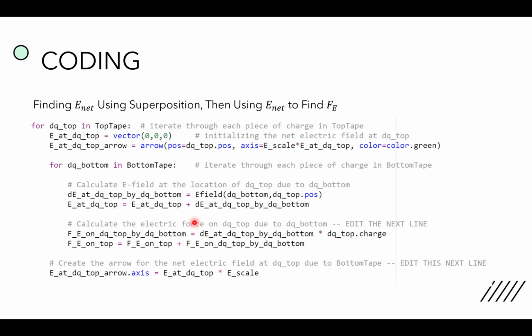Next, using a nested for loop, which is basically already done for us as well, I was able to find E net using superposition, then used E net to find the electric force. The concept behind this is you find the electric field of every bottom charge on every top charge. Through that, you're able to find the E net at each top charge, and with that, you're able to calculate the electric force at each top charge. And then you add that. Right here, this creates an arrow at each top charge that represents the electric field.